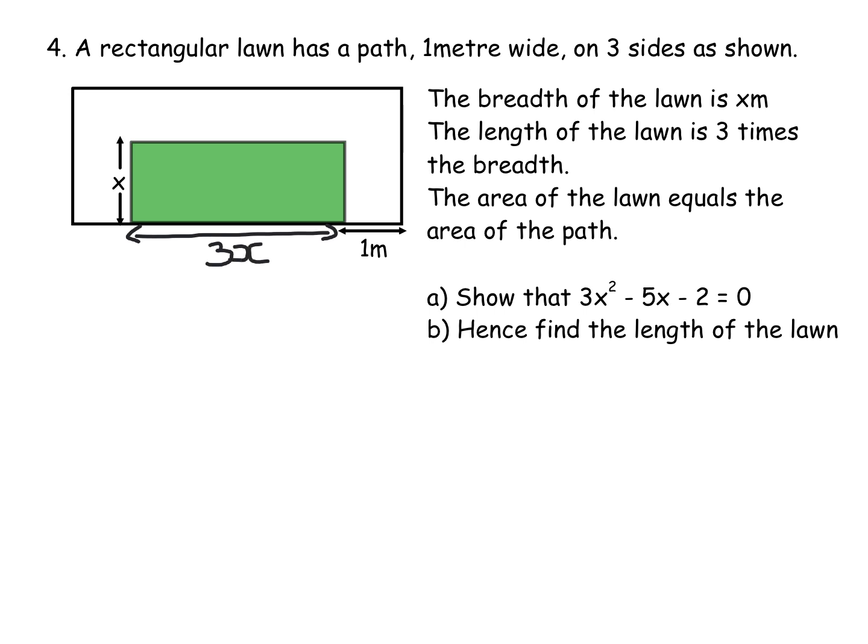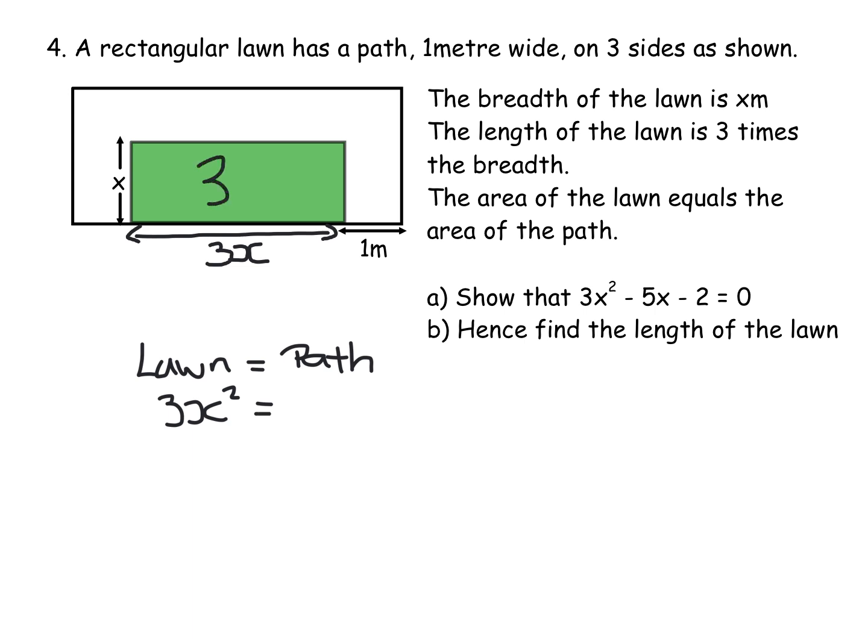It says the area of the lawn equals the area of the path. Show that this, right? So I'm just going to write that down. They've said that the area of the lawn equals the area of the path. Now the area of the lawn is really easy. It's just 3x times x. So that is 3x squared.